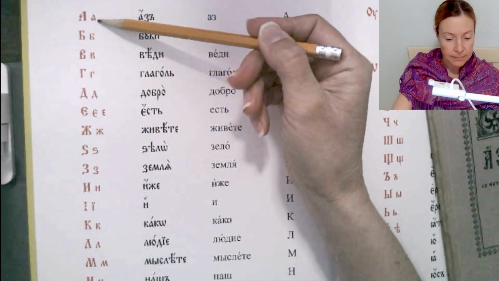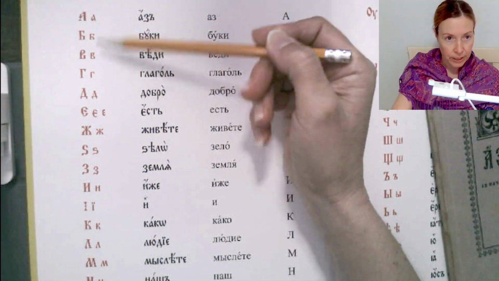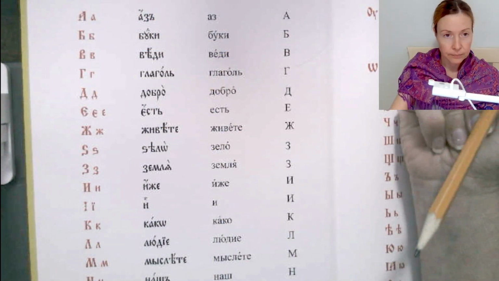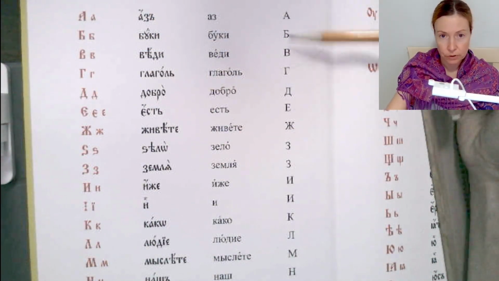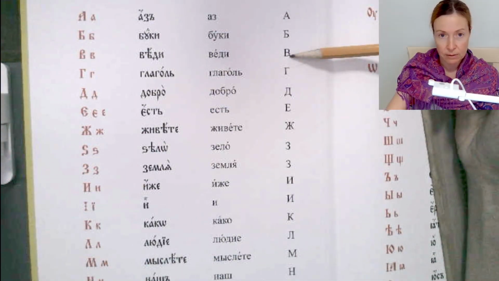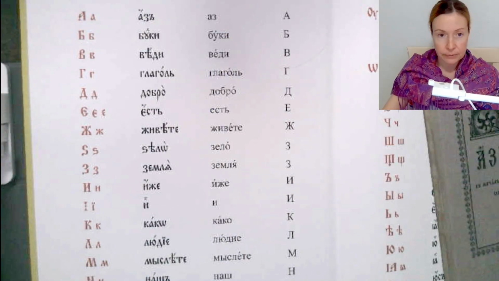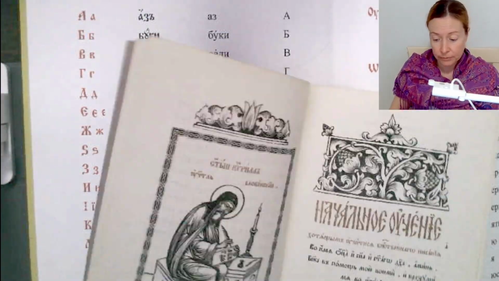So A, B, V. And this is the Russian version. This is the Russian alphabet, and in the Russian alphabet you see A, B, V. But this is Church Slavonic: A, B, V.